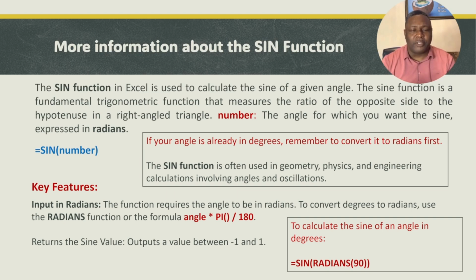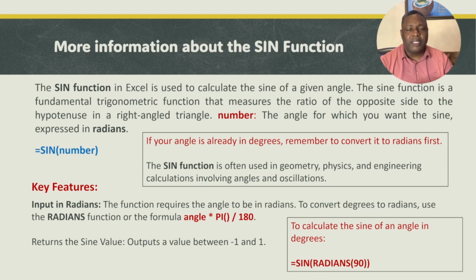Now, in the sine function, we have the sine function, and then we have number. The number itself there is the angle for which you want to calculate. But you need to understand that if your angle is already in degrees, then you have to convert it to radians first before you can get the sine of the angle.